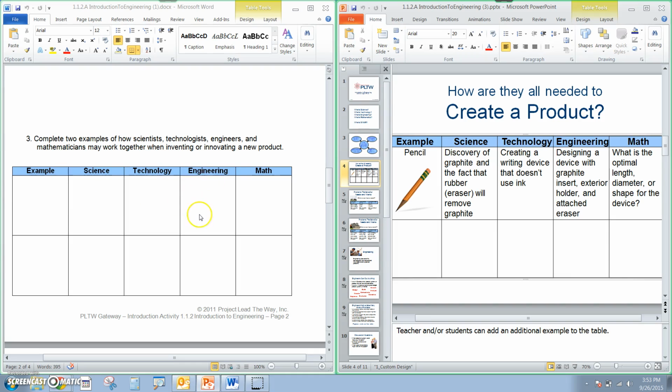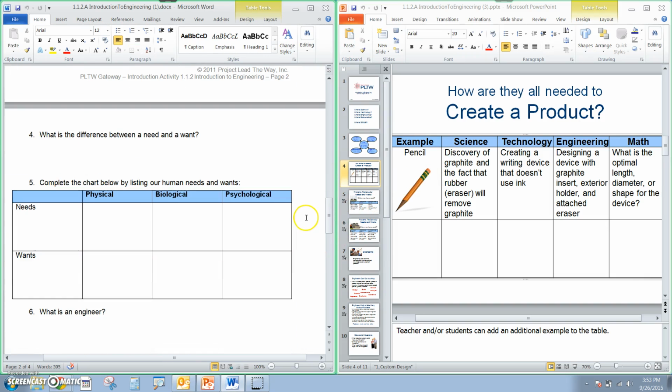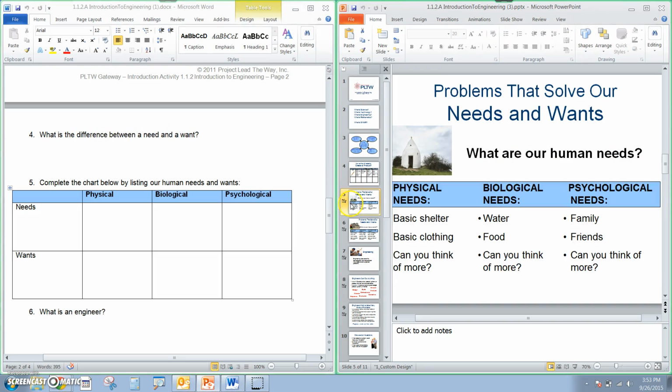My big comment with engineering: tie in the science to the technology. And with technology, explain what the technology does. Alright? So, a need and a want. One here, and I'm going to go here.